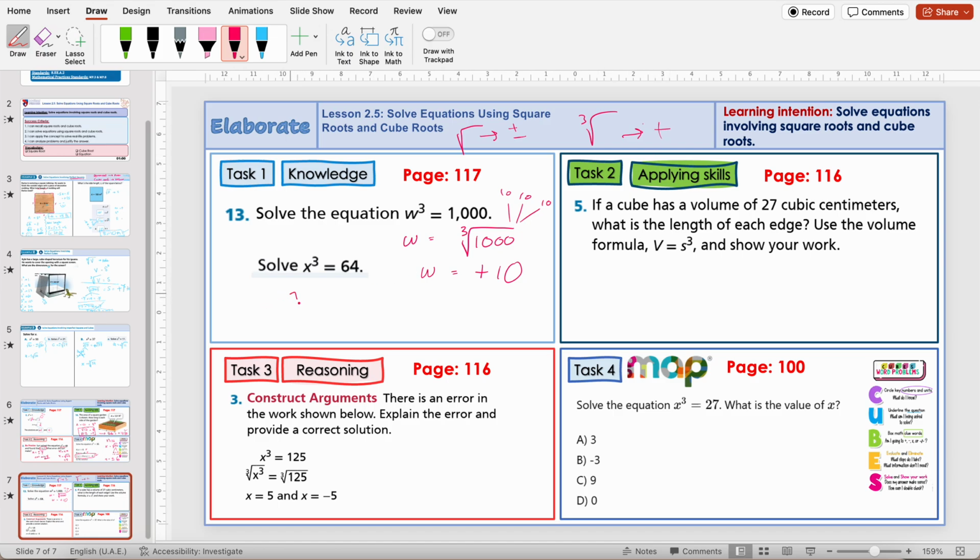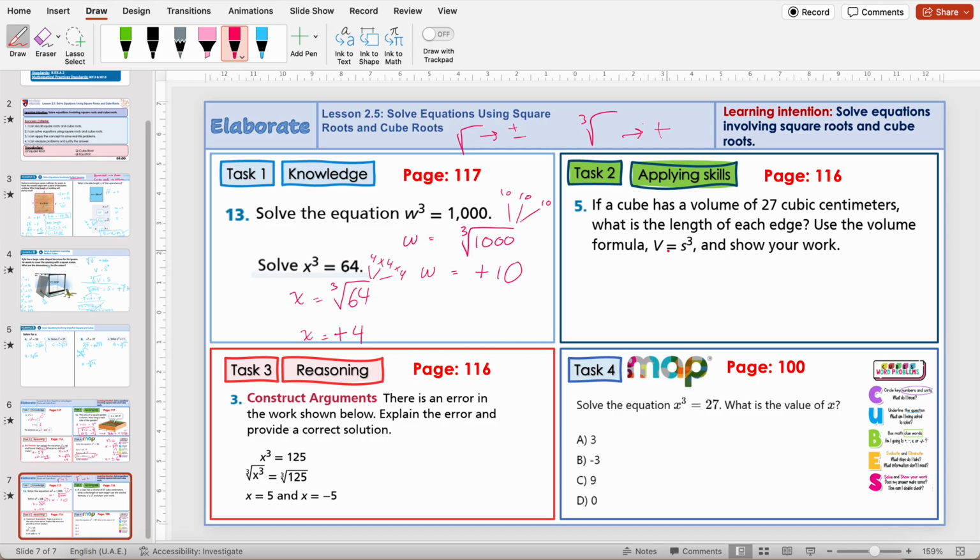So here, the value of x: we need to find the cube root of 64. We know that 4 times 4 times 4, 3 times. Why am I looking at 3 times? Because it's a cube root. So 4 times itself 3 times is going to give me 64. So x equals positive 4 only.